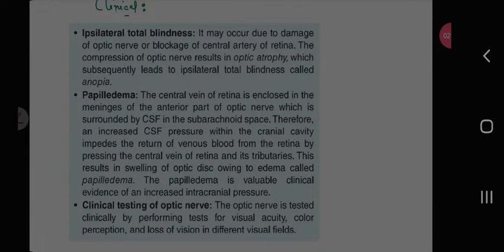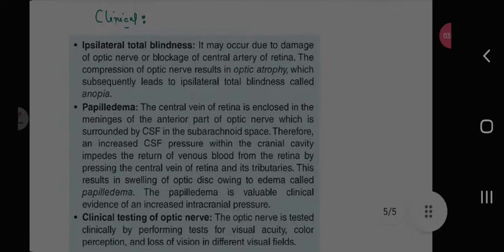Papilledema. The central vein of the retina is enclosed in meninges of the anterior part of the optic nerve, which is surrounded by CSF in the subarachnoid space. Therefore, an increased CSF pressure within the cranial cavity impedes the return of venous blood from the retina by pressing the central vein of the retina and its tributaries. This results in swelling of the optic disc owing to edema, called papilledema. The papilledema is valuable clinical evidence of an increased intracranial pressure.